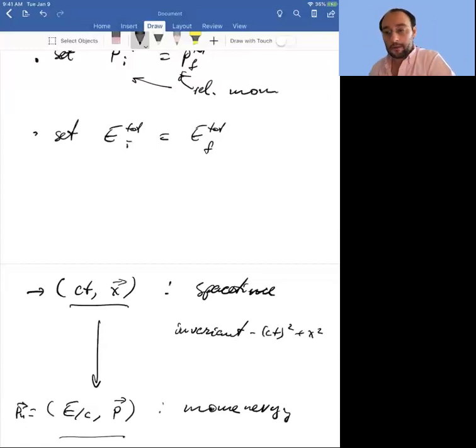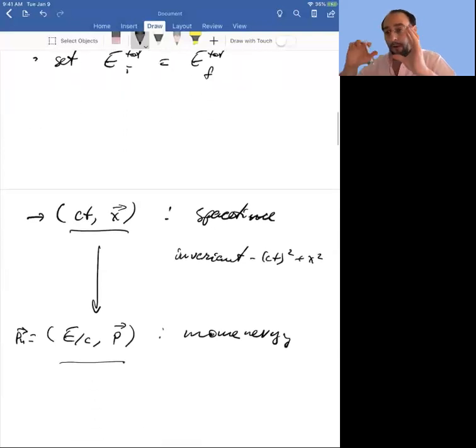Boom, right there. You can see where the conservation of both energy and momentum come from, because it's part of the same object. And there is an invariant again, which is minus E over c squared plus p squared. And you can also multiply it by a constant such as c squared, and that's still an invariant.